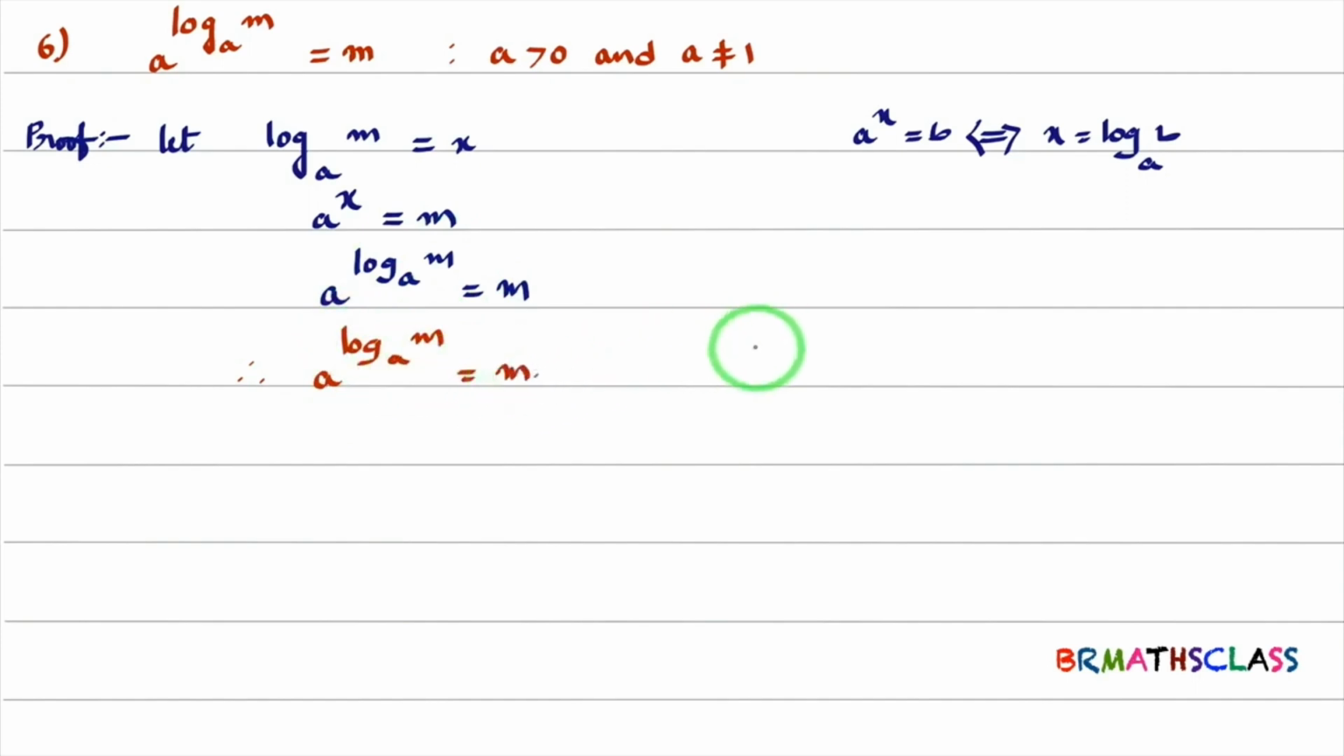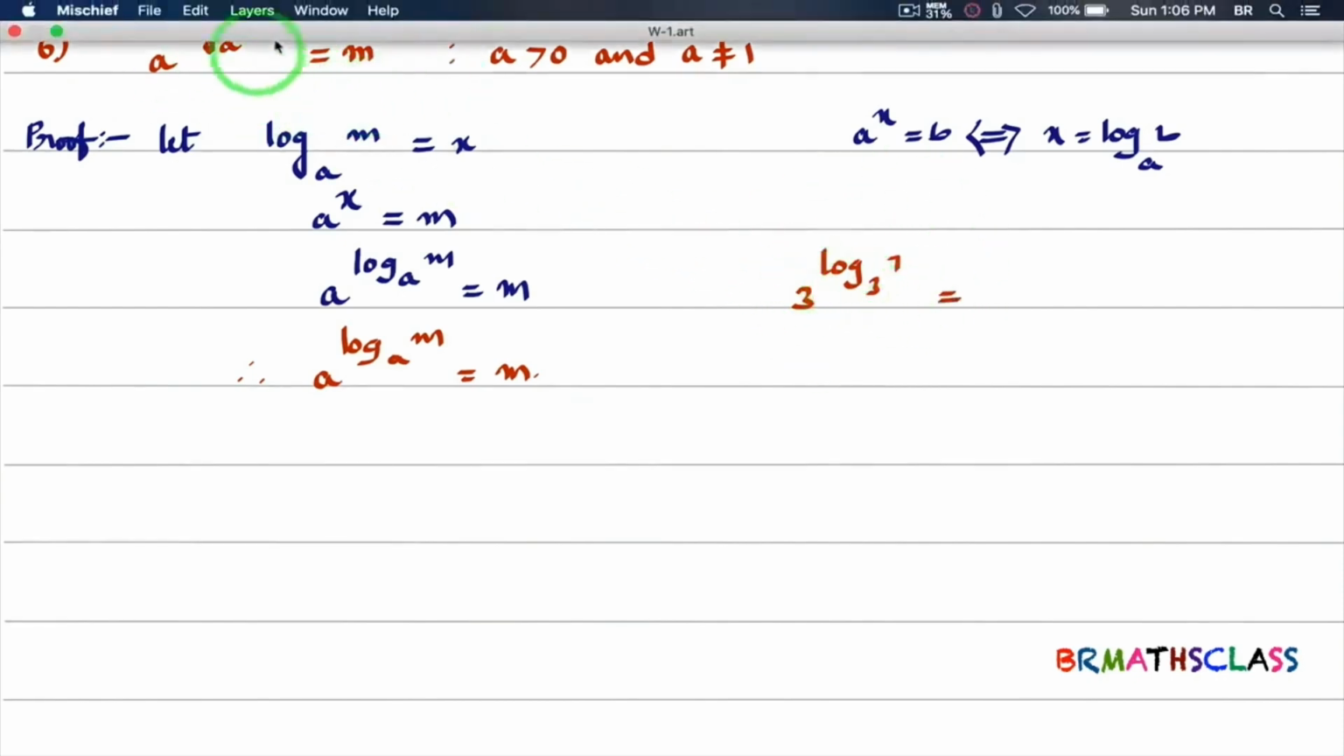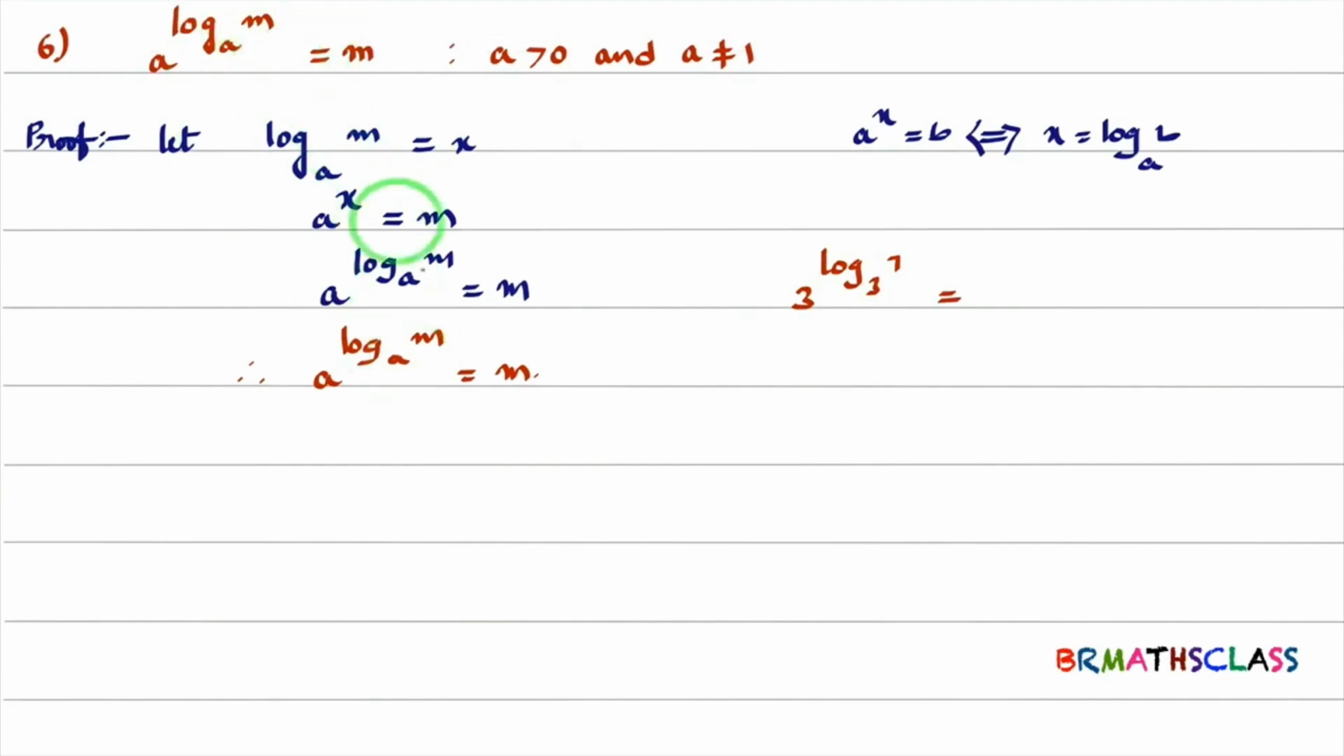It is a very simple proof, but we use this property very frequently. For example, 3 power log 7 base 3. If you want to calculate this value, by using this property you can say its answer very easily. It is of this form, so the answer is 7.